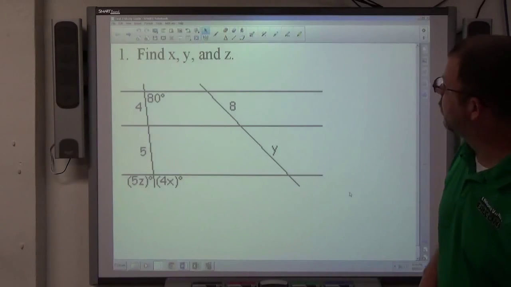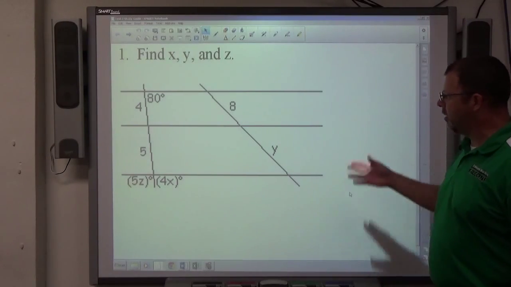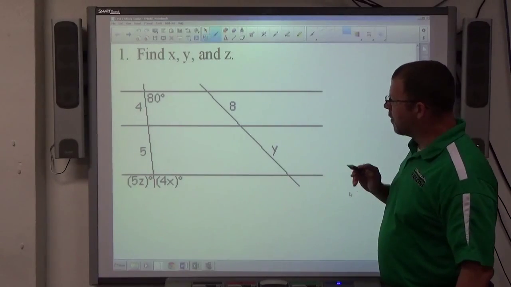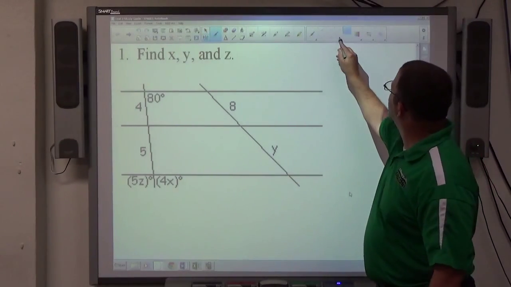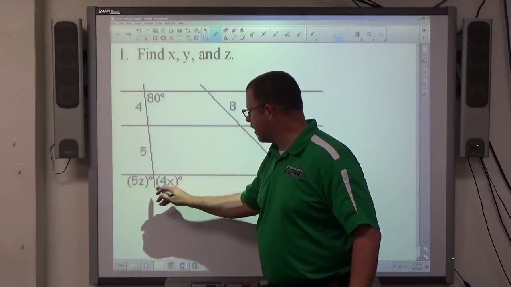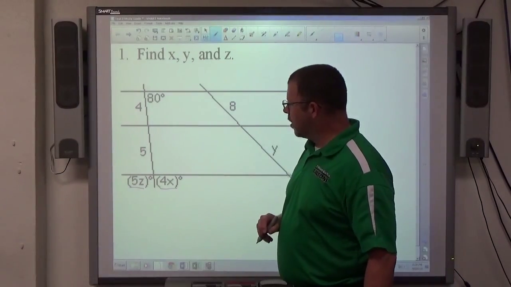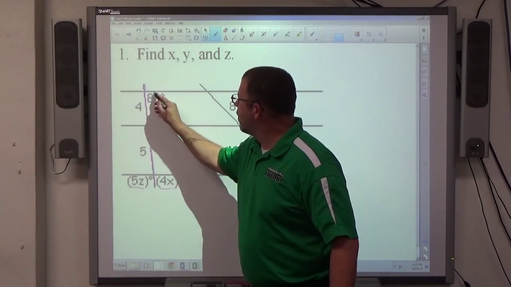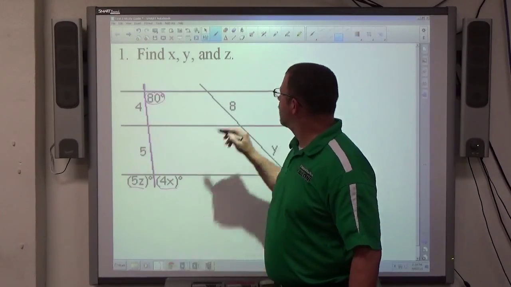Okay, number one on the test 2 study guide, our job is to find x, y, and z. You'll notice we have 3 parallel lines cut by 2 transversals. I'm going to find x and z first because x and z both represent angular measures. And when we deal with x and z, all I care about is this one transversal and the fact that this is 80 degrees. That's the acute measure.